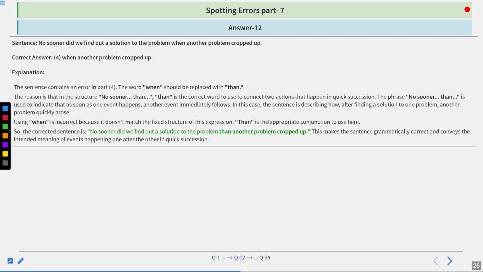In this case, the sentence is describing how, after finding a solution to one problem, another problem quickly arose. Using "when" is incorrect because it does not match the fixed structure of this expression. "Than" is the appropriate conjunction to use here. The correct sentence is: No sooner did we find a solution to the problem than another problem cropped up. This makes the sentence grammatically correct and conveys the intended meaning of the events happening one after the other in quick succession. Let's move to the next question.